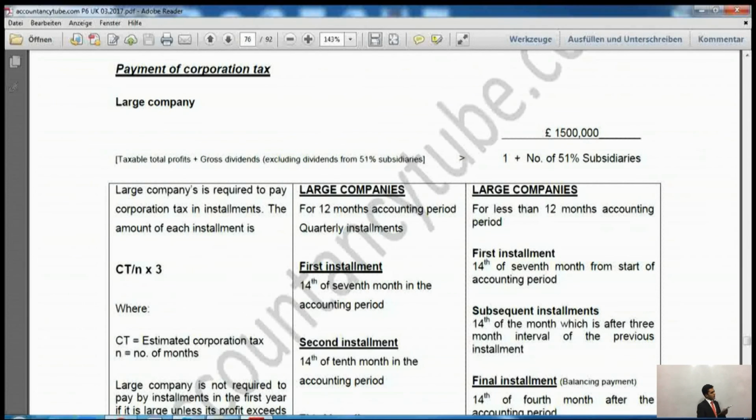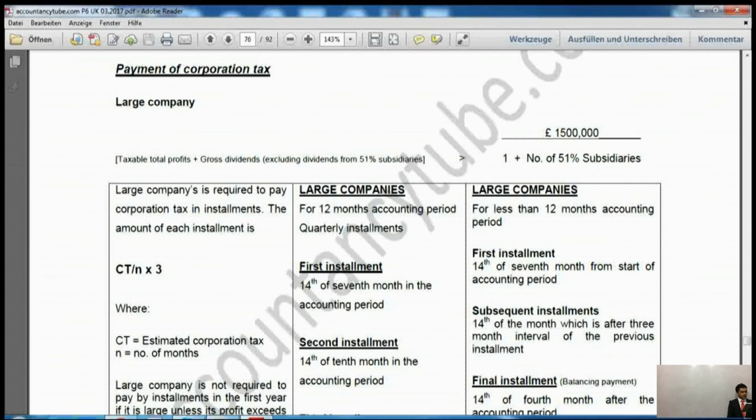Now, for companies which are large, we know how to determine if the company is large or not for taxable purposes. If your company is a large company, then you will have to pay tax by installments. How to calculate the installment? The formula is given: corporation tax divided by n multiplied by 3. What is n? It is the number of months.